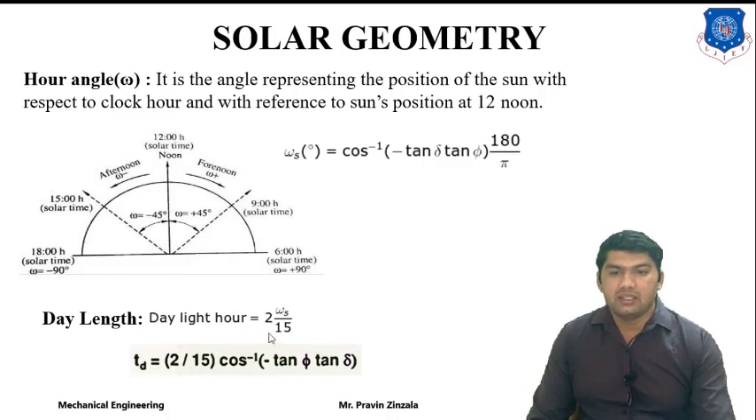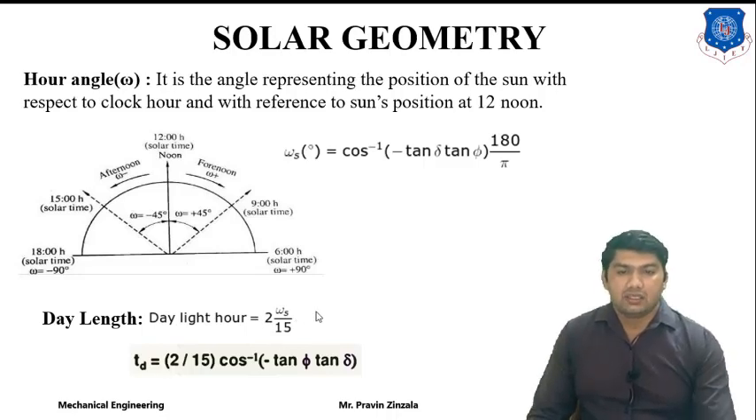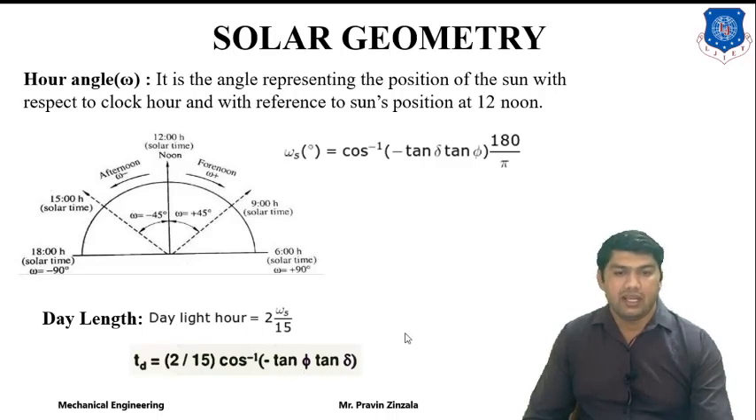The equation for day length is equal to 2/15 times the hour angle. This means we can directly measure the day length from our hour angle. And if the hour angle is not given in the data, we can also calculate it by using 2/15 times cos inverse of minus tan phi times tan declination angle.